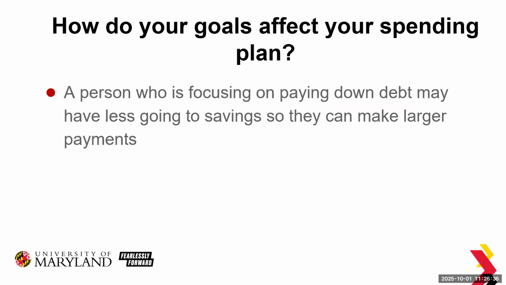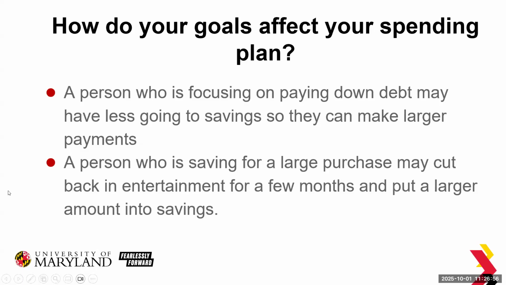And again, when you tie your goals into your spending plan, you're going to see that you might have to make some adjustments. So if you're focusing on paying down debt, you may have a little less going into the savings, so that you can get that debt paid down, so that you can focus more money in savings. And then another example of an adjustment: if you have a large purchase you want to make, maybe you need to cut down on some of your entertainment for a little while so that you can put that money away.